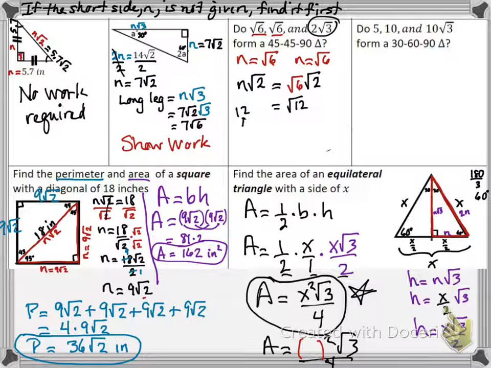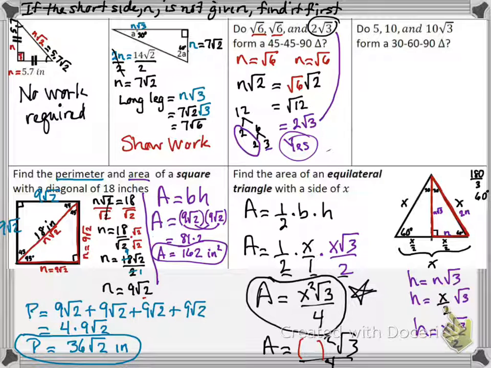Taking 12, making myself a factor tree: 2 times 6, 2 times 3. A pair of 2's turns this into a 2 outside, root 3 inside. And yes, that matches up with the third side there. So I have my n, and n root 2. So the answer to this one is yes.